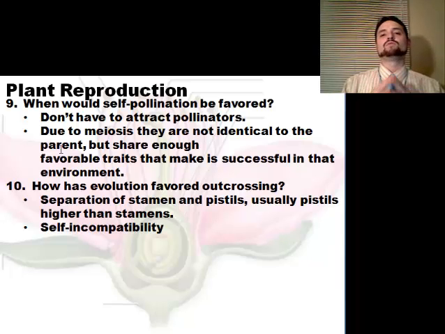But you've got to remember that meiosis is producing those gametes. So you still got two gametes coming together that are not identical because of meiosis. So we consider that sexual reproduction.